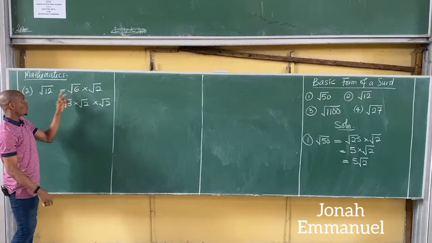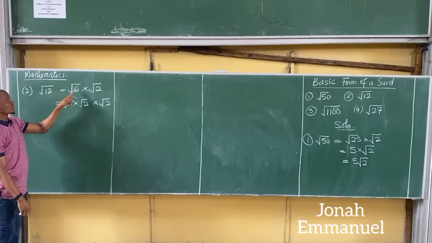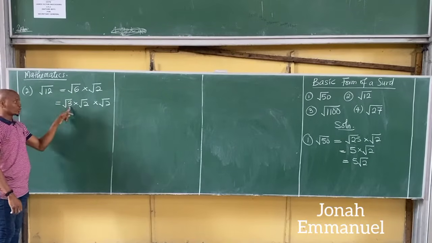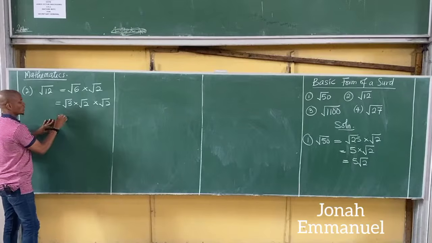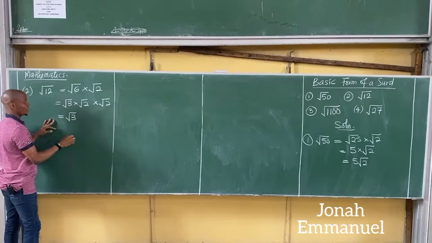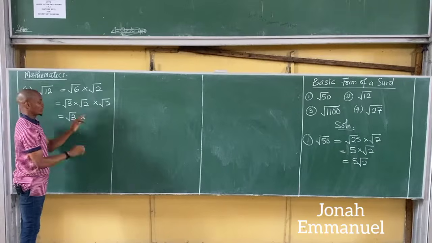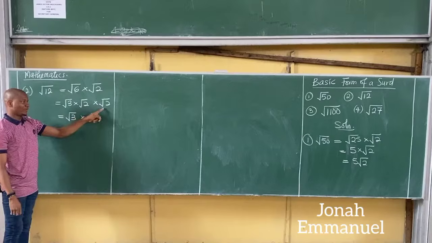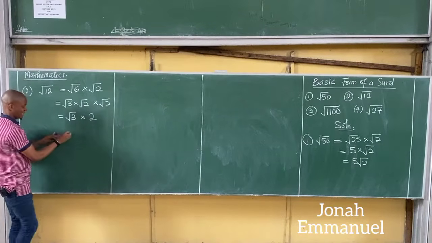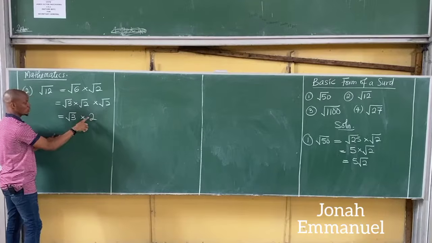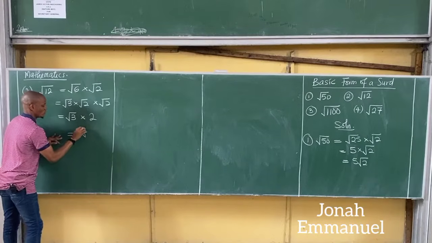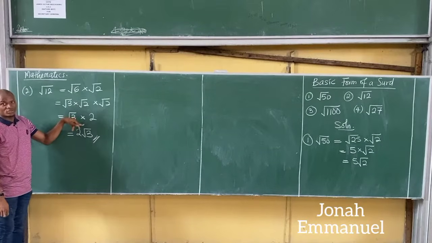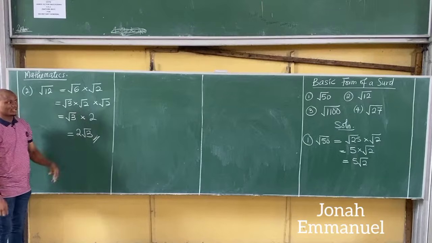So, why do I break down root 12 into root 6 times root 2? Because I can still break down root 6 to its basic form. It becomes root 3 times root 2. In this case, it becomes equal to root 3 times root 2 times root 2, which gives you what there? 2. We said if the square root of a number multiplies itself, it gives you that number. Hence, this is now equal to 2 times root 3, which gives you 2 root 3. Mind you, don't say root 3 2. That's the correct expression. Because of that, 2 root 3 is the concept.